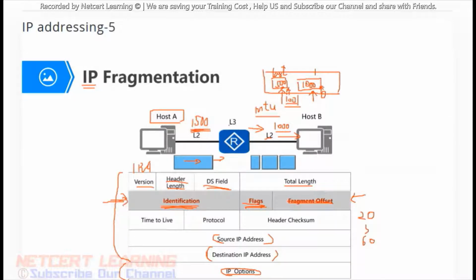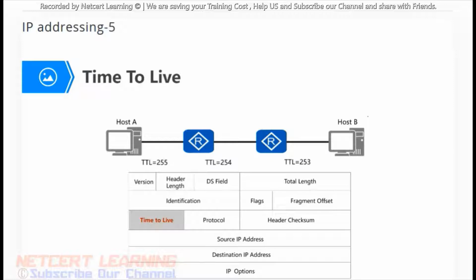These three fields are used for fragmentation, and we should know how they identify the fragments. Then the receiver can use these fields to reassemble the fragments. Okay, this is the IP fragmentation, and then another field, the TTL.